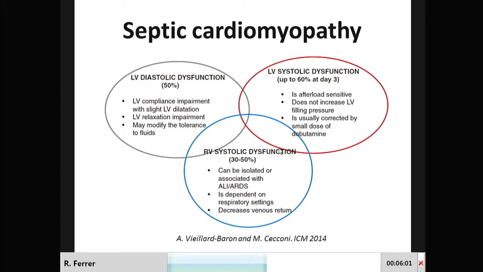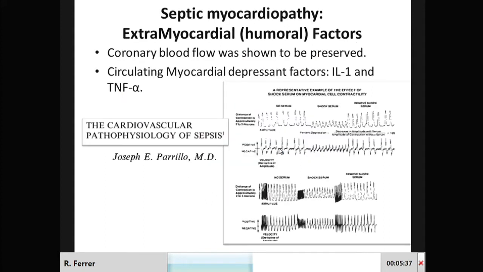This septic cardiomyopathy is very frequent. It's around 60% of the patients, when you study patients at day 3, they have systolic dysfunction of the left ventricle, but 50% of them could have diastolic dysfunction of the left ventricle. And dysfunction of the right ventricle is also quite frequent, 30 to 50%. And some patients have a combination of these three types of heart dysfunction.